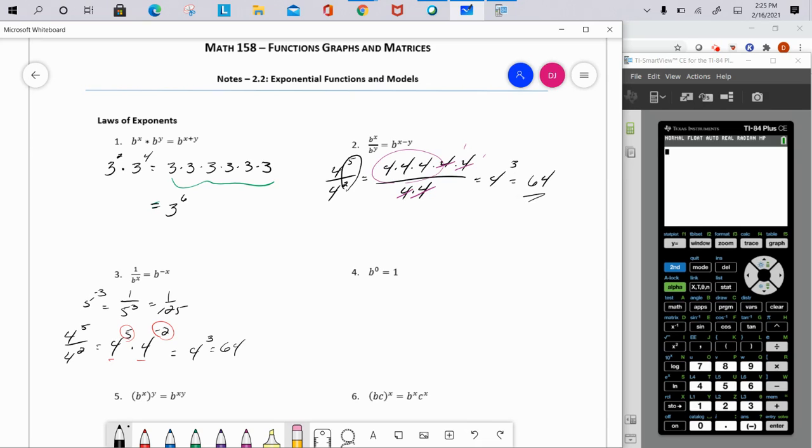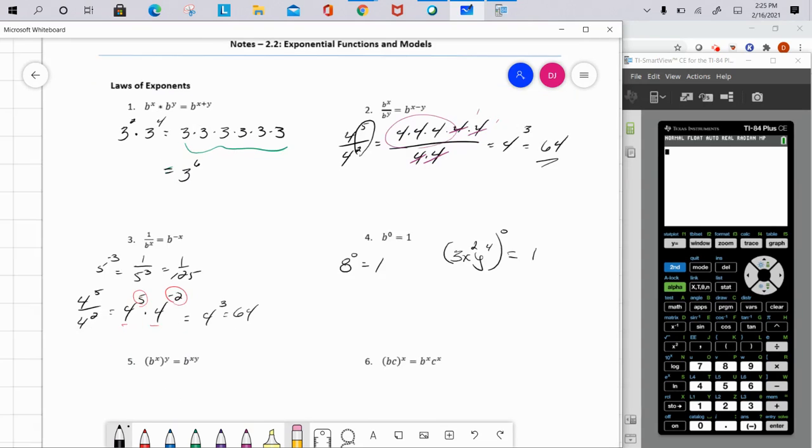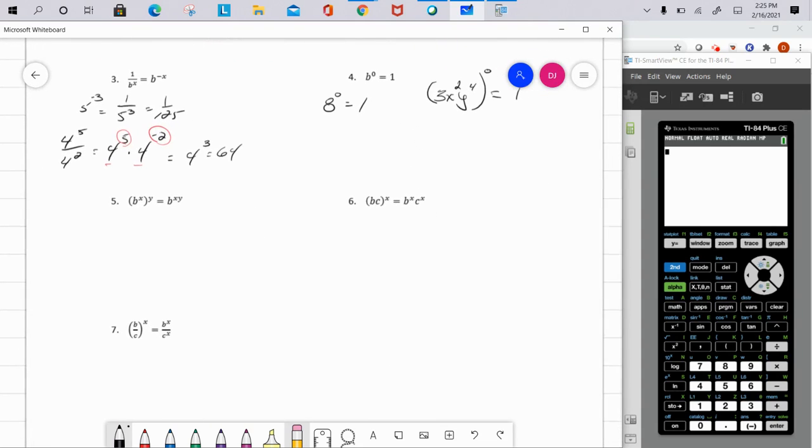Number 4, we visited this one completely already. 8 to the 0 power is 1. 3x squared y to the 4th to the 0 power is, see, now everything inside is being raised, looking ahead a little bit to rule number 6, right? But everything inside the parentheses there is being raised to the 0 power, and so that would just be 1.